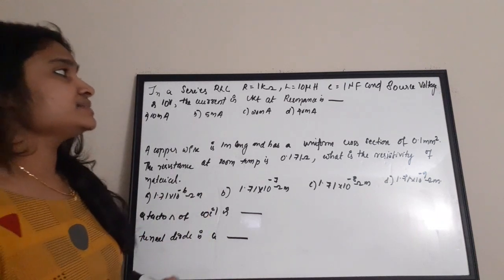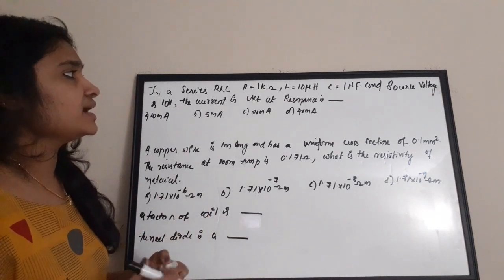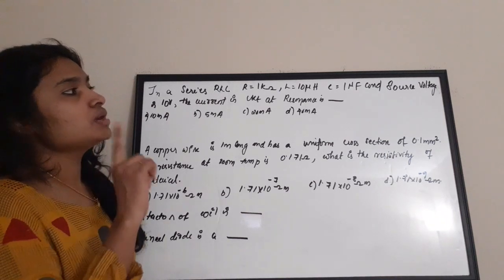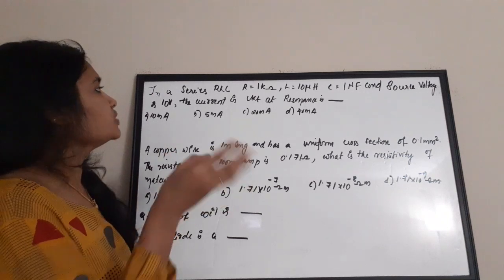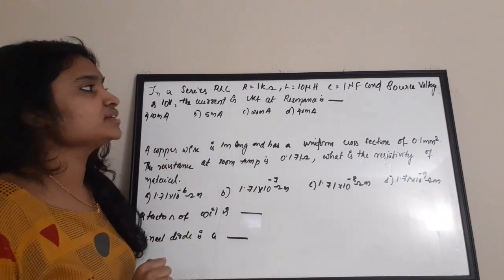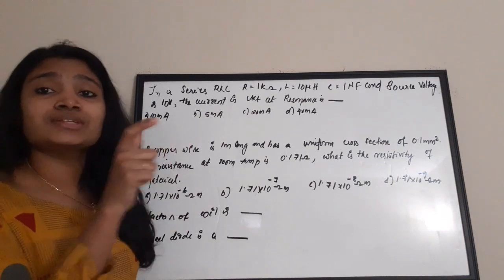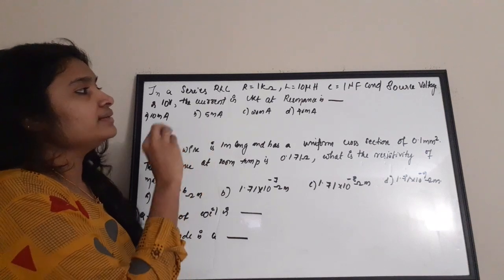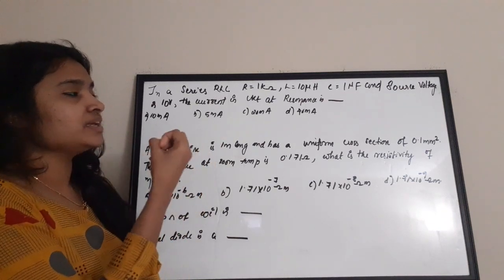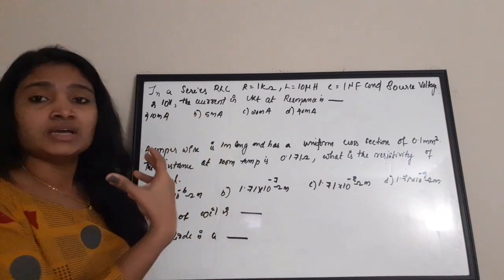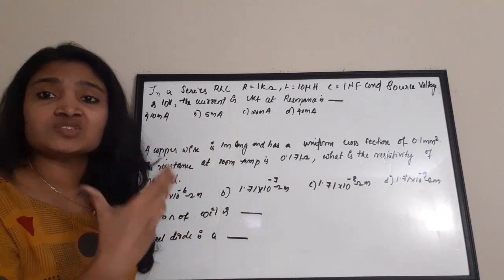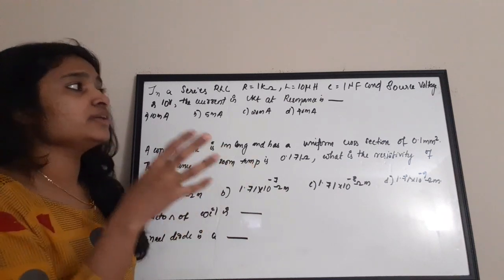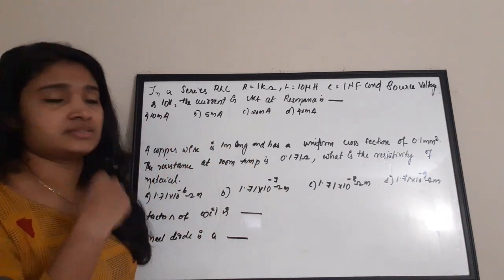In a series RLC circuit, R is equal to 1 kilo ohm, L is equal to 10 micro Henry, C is equal to 1 microfarad and the source voltage is 10 volt. The current in the circuit at resonance is dash. This term, at resonance, is very important. During resonance, the circuit becomes purely resistive. The impedance is only caused by the resistive component. So the current is actually contributed by the resistive element.